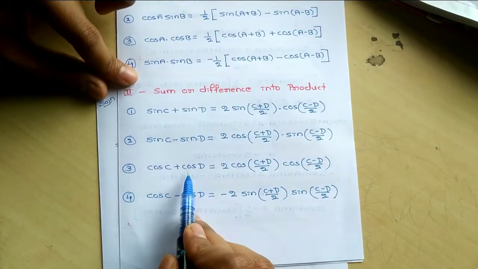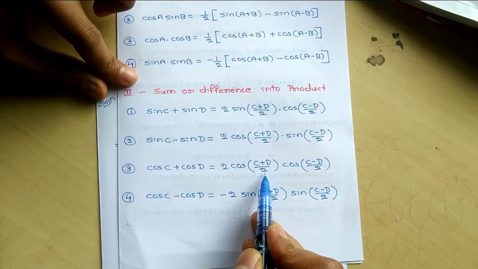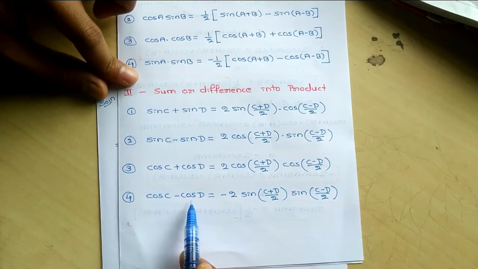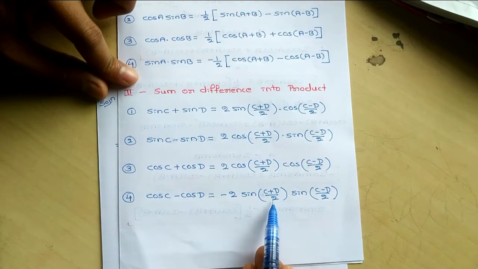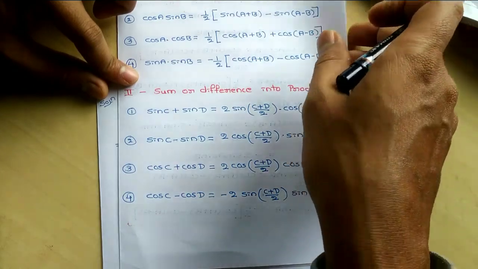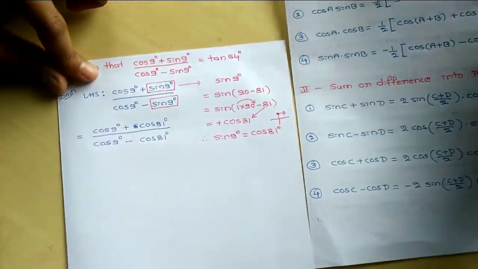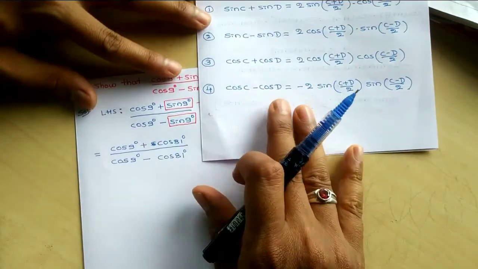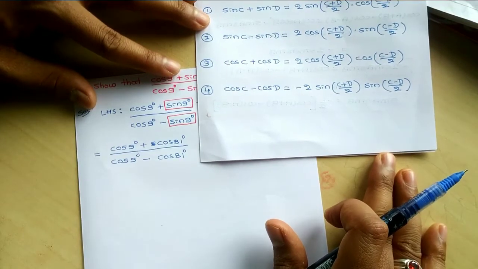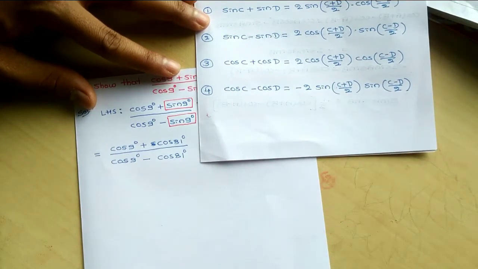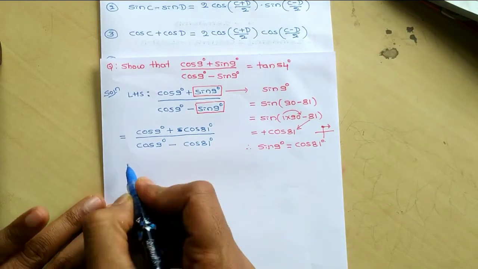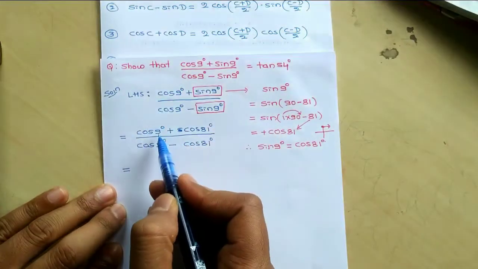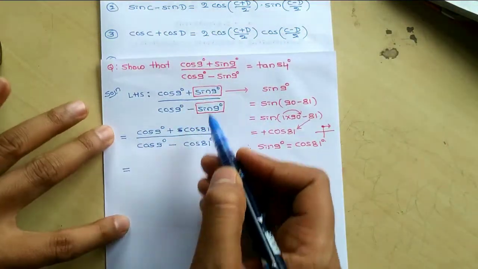See, cos C plus cos D is 2 times cos (C plus D) divided by 2 into cos (C minus D) divided by 2, and cos C minus cos D is minus 2 sin (C plus D) divided by 2 into sin (C minus D) divided by 2. So now these two formulas I am going to apply. So which is equals to, so apply cos C plus cos D. So C means 9, D means how much here? 81.